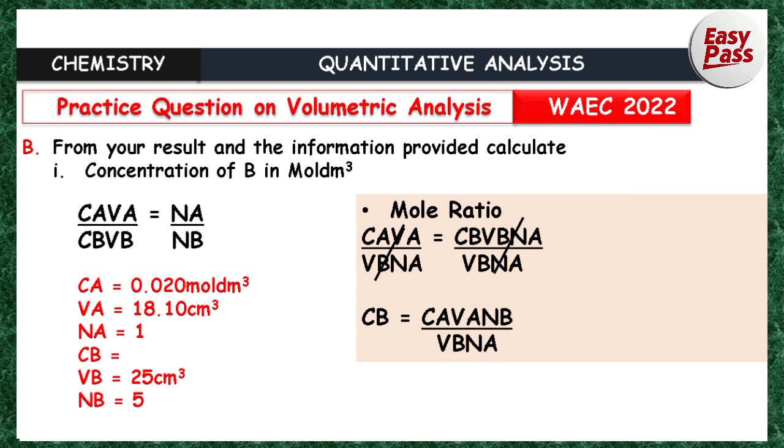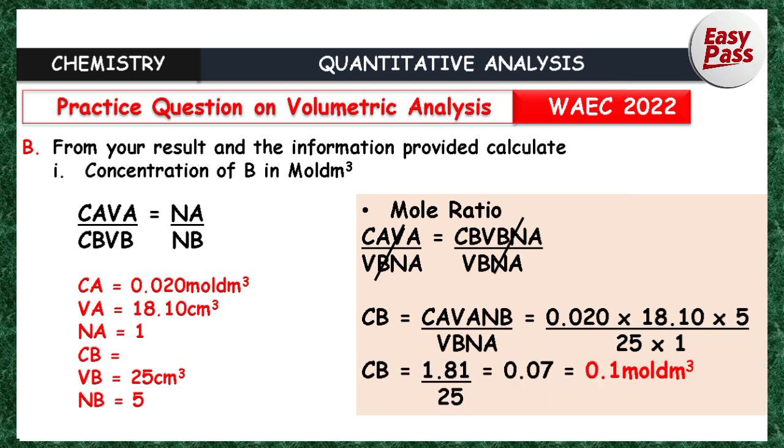Where your CA is 0.020 times your VA is 80.10 times your NB is 5 all over your VB is 25, your NA is 1. When you multiply everything together, we have 1.83 divided by 25. It will give 0.07, approximately to what? 0.1 mole dm³.